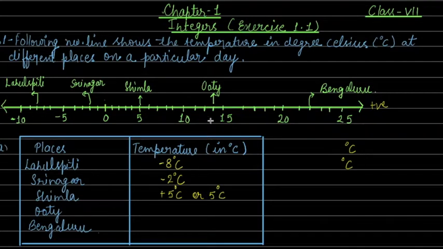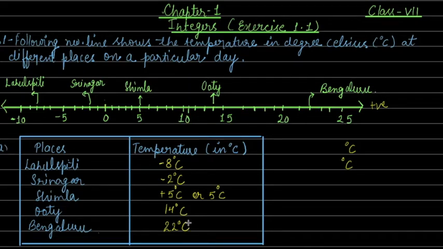Now next is Ooty. Ooty is right here. So this is 10, 11, 12, 13. So the temperature of Ooty will be how much? 14 degrees. This is 1, 2, 3 and one more partition will be here. So the temperature at Ooty is going to be 14 degrees Celsius. Now Bengaluru, how much will be the temperature? 20, 21, 22. So this is 22 degrees Celsius.